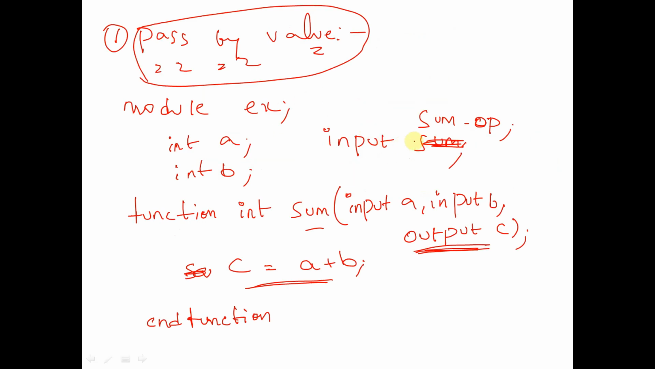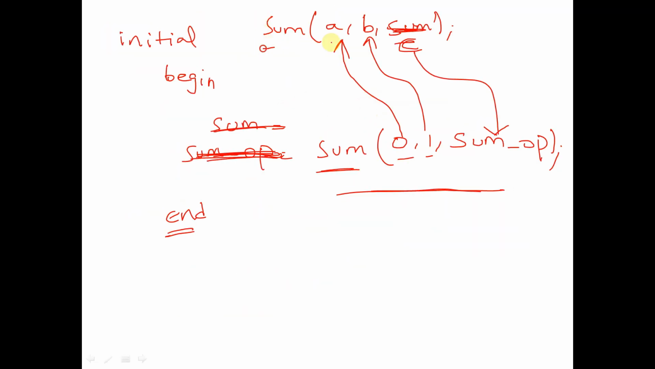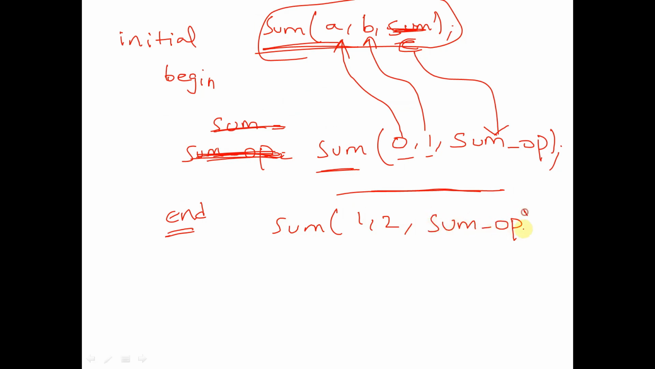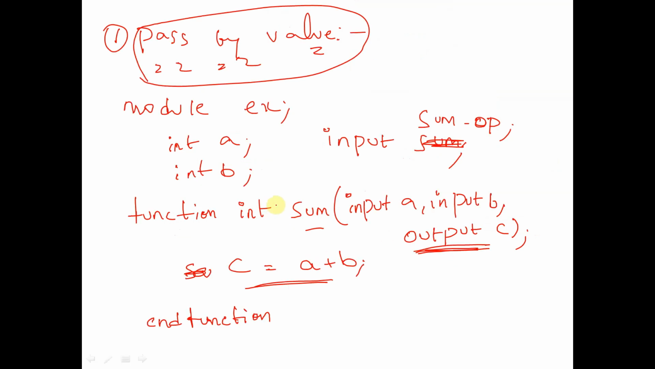I can pass the values to the arguments of the function, and I can call the function one more time, pass the values directly, and collect the result in my variable sum_op. So this is the first method, which is pass by value.